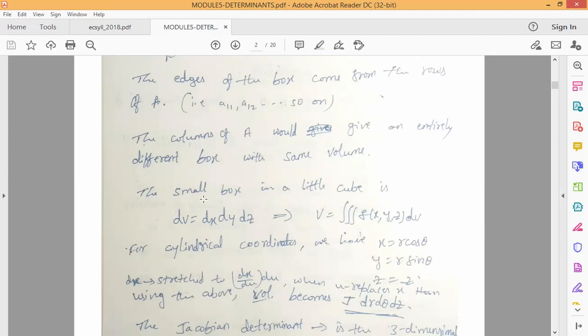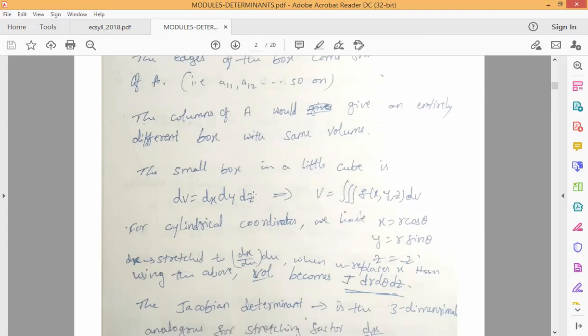Using this equation, we can also obtain the total volume of a box just by taking the triple integration over dx dy dz. That is, V is equal to the triple integral of f of x, y, z into dV, where f of x, y, z is some function that will be defined.